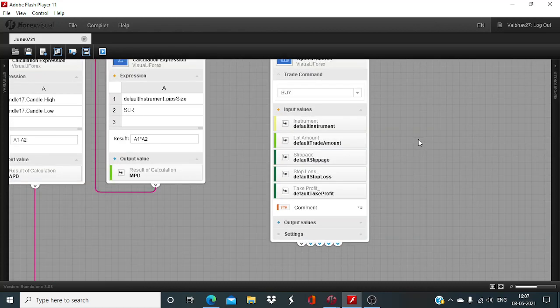Okay, it is going all the way through till this trade command block. Default instrument will remain as it is. Trade amount I will change to 0.1 million. Slippage will also be changed to 2 pips. 2 pips is, I think, good enough. Stop loss and the take profit.